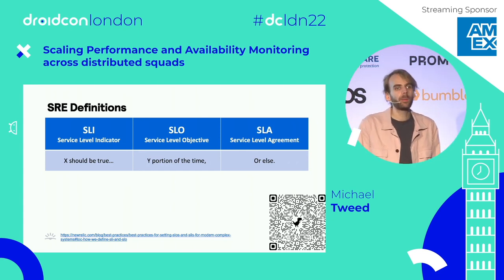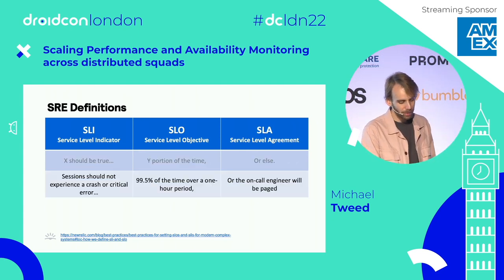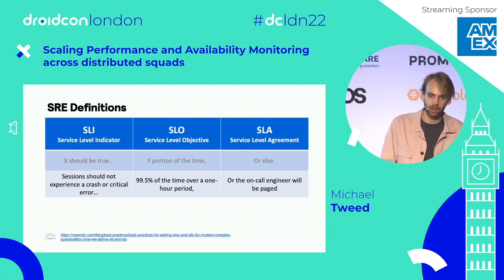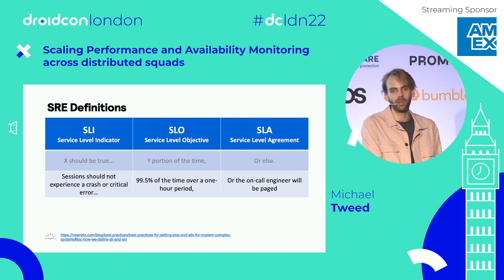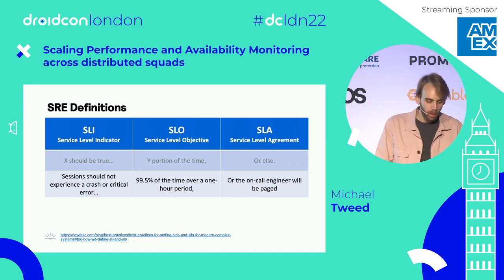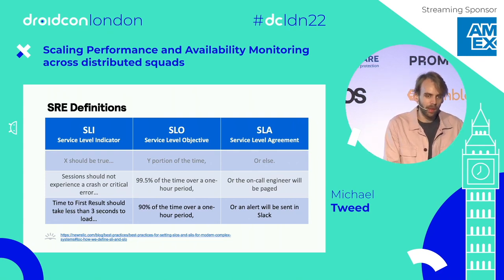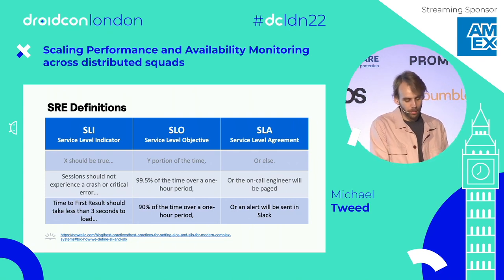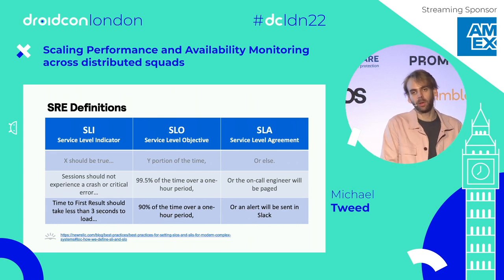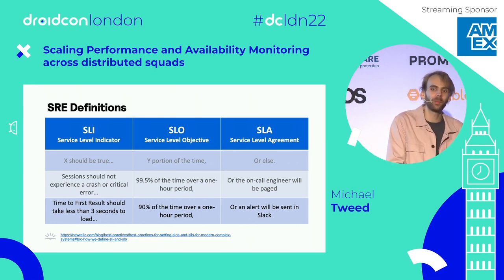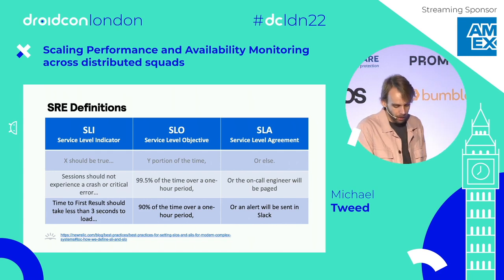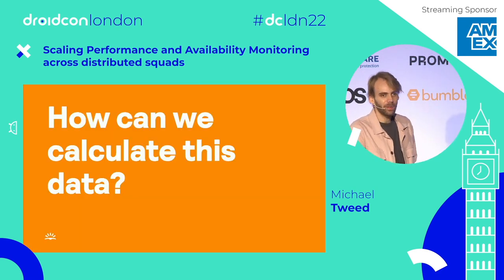But to actually put them into what we've been talking about, we could maybe say for availability, sessions should not be experiencing a crash or critical error 99.5% of the time in a 1 hour period, or the engineer will be paged. We could then go into performance and say, our time to first result should take less than 3 seconds to load 90% of the time, or an alert will be sent on Slack. Maybe we don't want to page the engineer just for a drop in performance, but we still want to know about it.